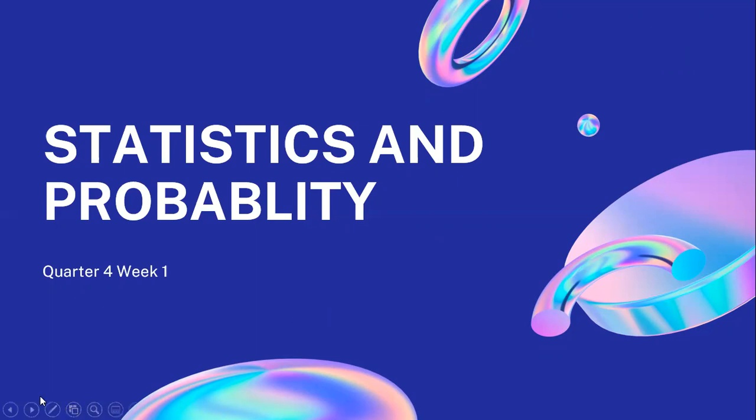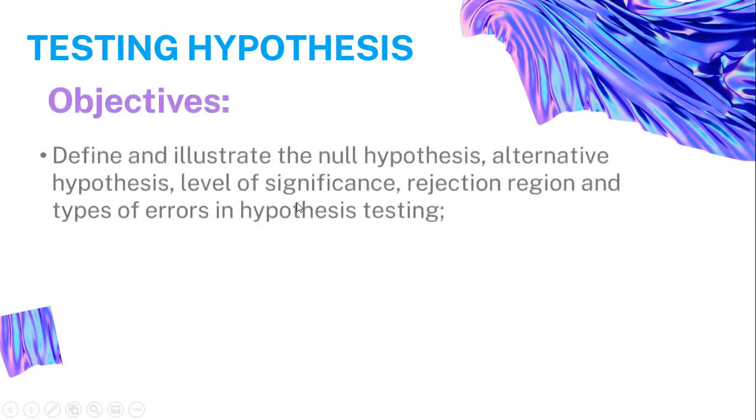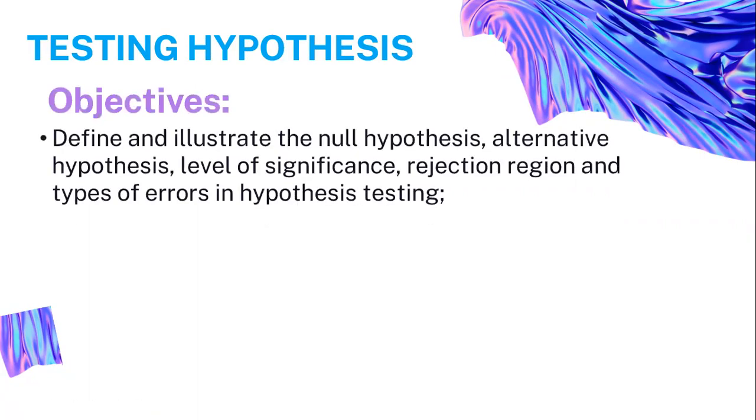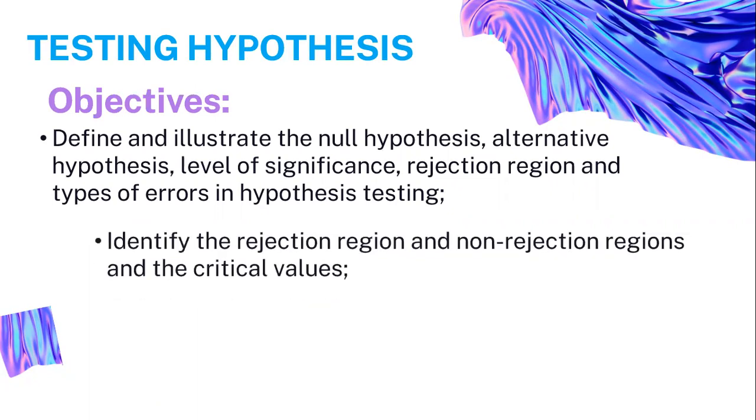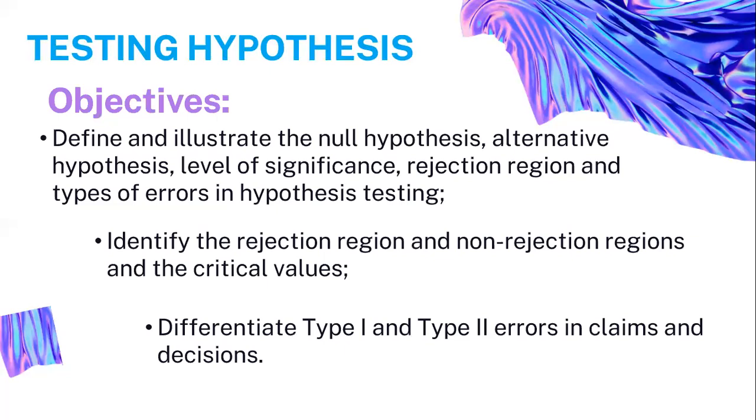And to start with, we have module one, which is entitled Testing Hypotheses. Under this module, you are expected to define and illustrate the null hypothesis, alternative hypothesis, level of significance, rejection region, and types of errors in hypothesis testing. Second, identify the rejection region and non-rejection regions and the critical values. And third, differentiate type 1 and type 2 errors in claims and decisions.